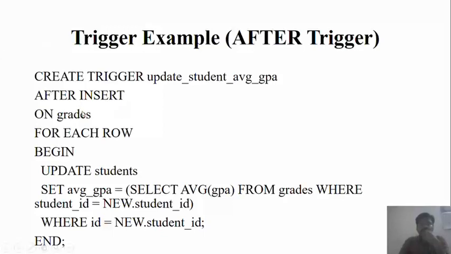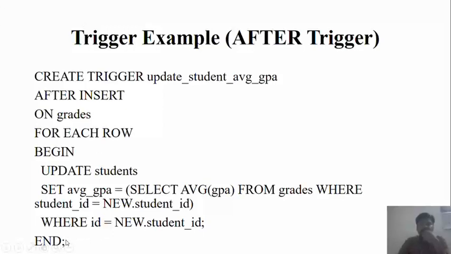So that is after insert for each row, begin update students. So the update operation is going to happen. Set average GPA equal to select average GPA from grades where student ID equal to new.student_ID. So you are giving some set of IDs. So all the student IDs we are going to update with an average GPA in that particular row. So after this command, this is an example for the after trigger. Then we give an end statement.